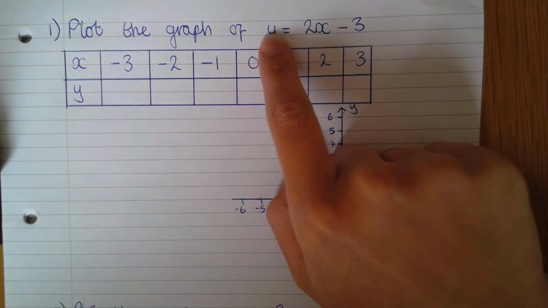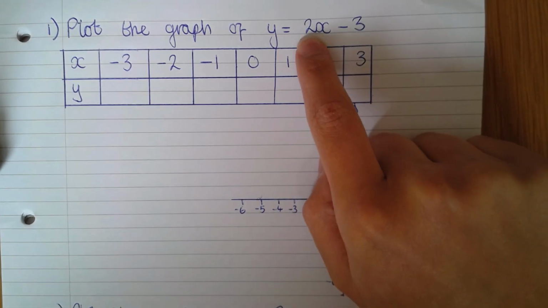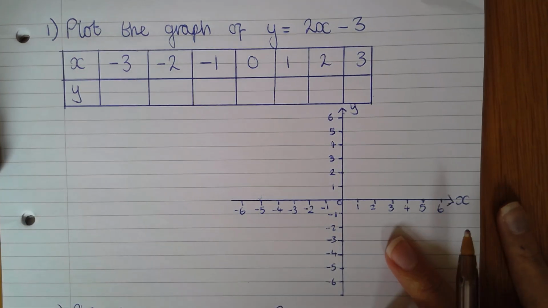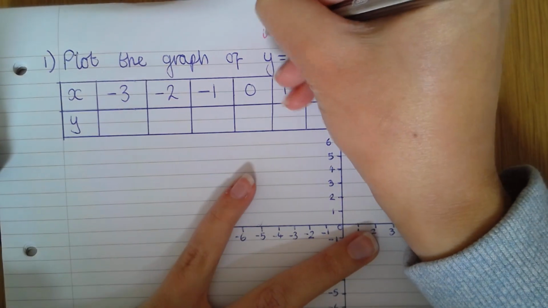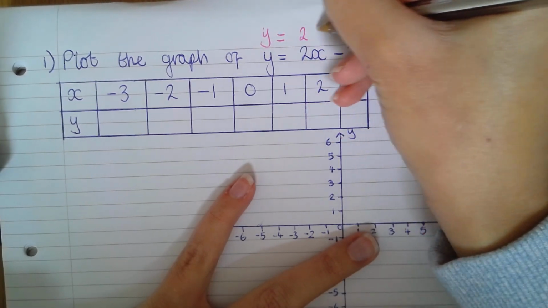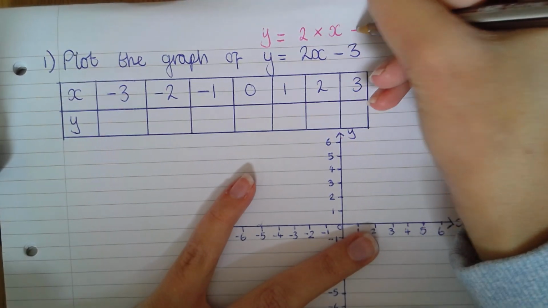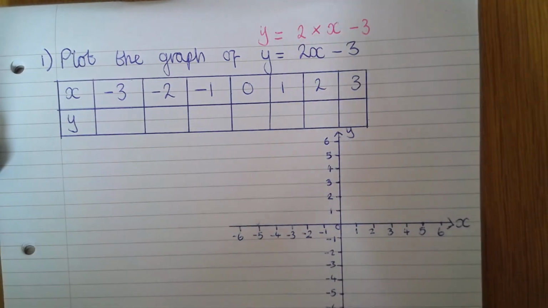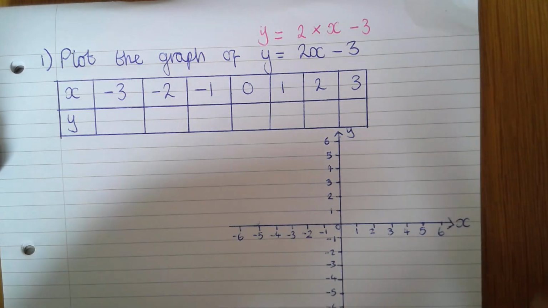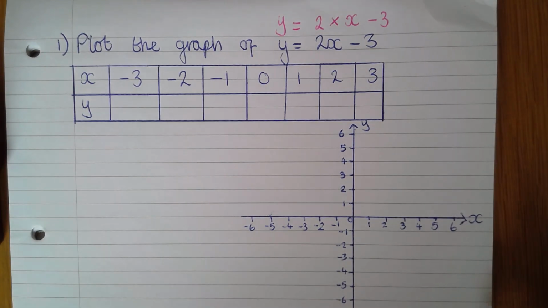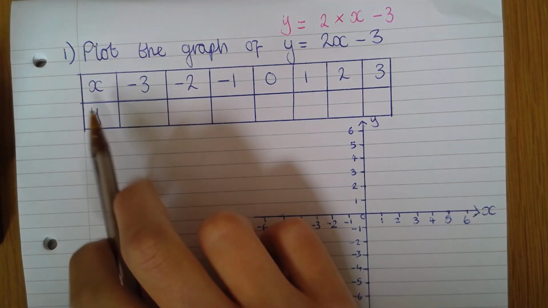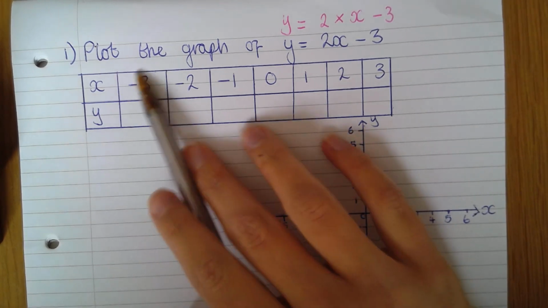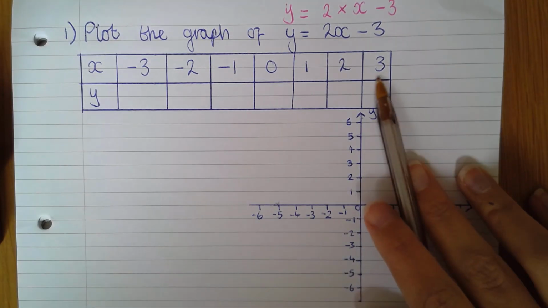We can find them because y is equal to 2 times whatever the x number is, take away 3. So I'm going to rewrite that above it. So that means y equals 2 times x take away 3. That's what 2x means, 2 times x. I've just written that a different way because that's going to help us to do our calculations. Here we've got x is minus 3, but if I started there, I would have to work with a negative number to begin with. So I'm going to start this end.